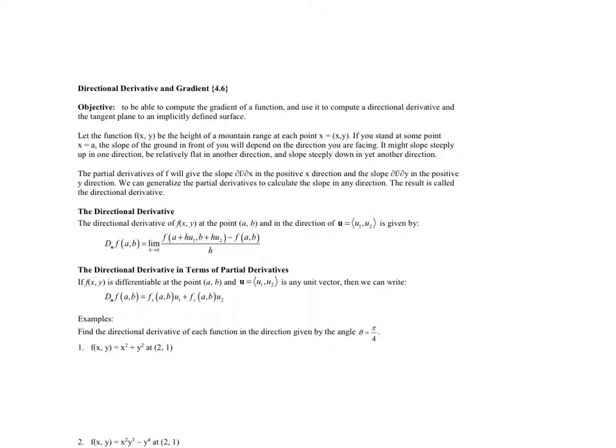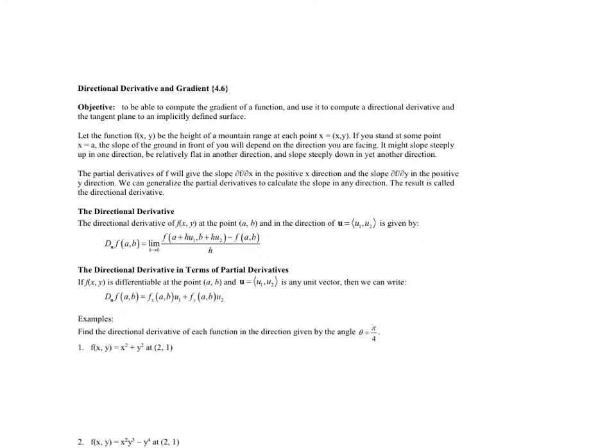The partial derivatives of f will give a slope, partial f with respect to x in the positive x direction. We can also do the same thing in the positive y direction, but we can generalize this to give us a slope in any direction. That's what the directional derivative tells us. This is the limit definition of that, and I promised you that I wouldn't bore you with that, but this is really what we're after here.